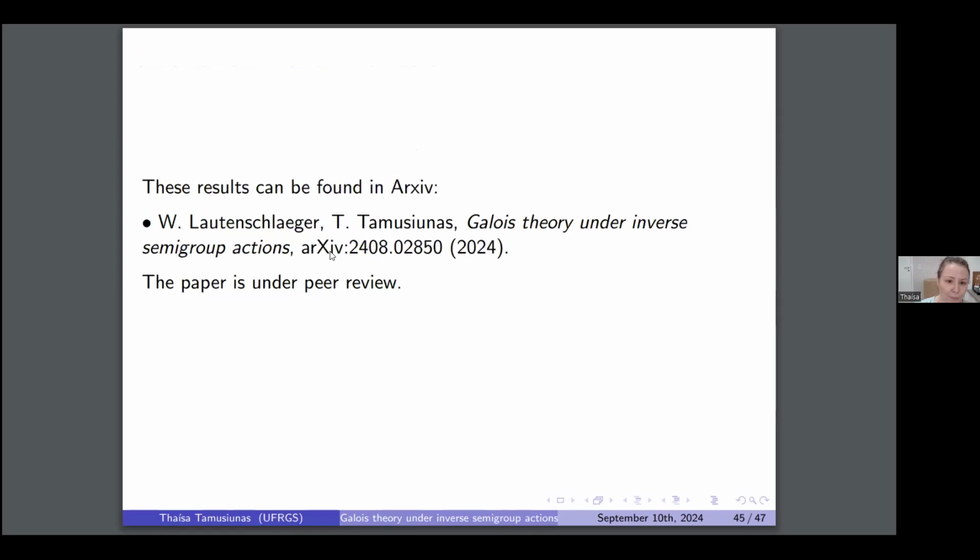And so these results are found in arXiv. The paper is under peer review.